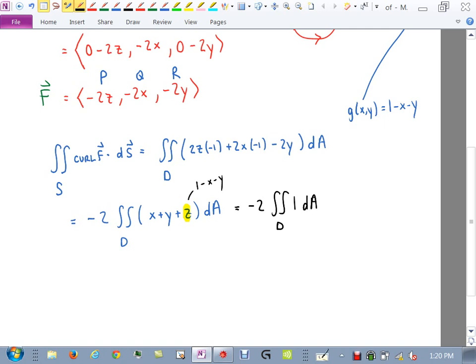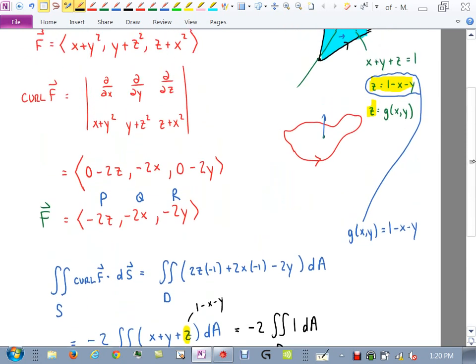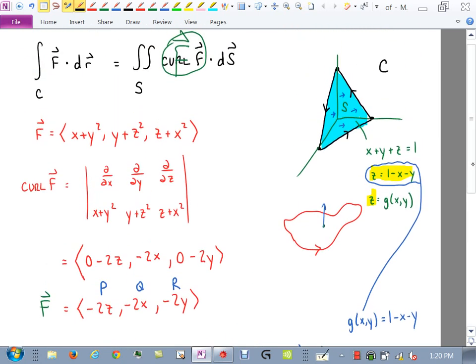Now what? What's your region of integration here? You have to come back up here and take a look at this tetrahedron here. Right? Our variables are x and y, aren't they? And that means the shadow on the ground is that little triangle on the ground there, isn't it? I need to know what the restrictions on x and y are for that little triangle on the ground.